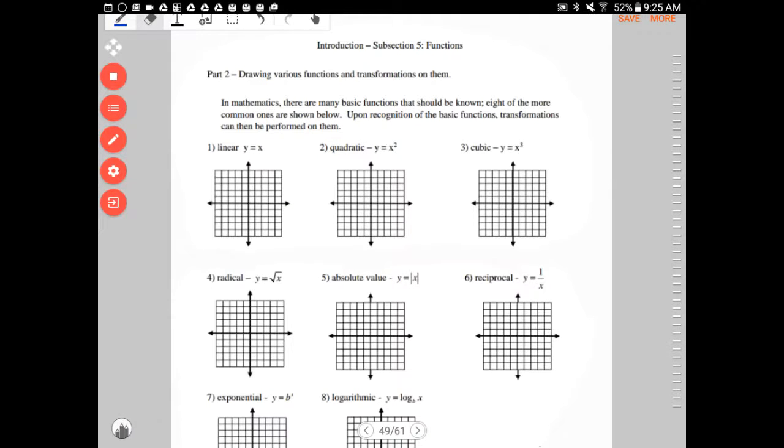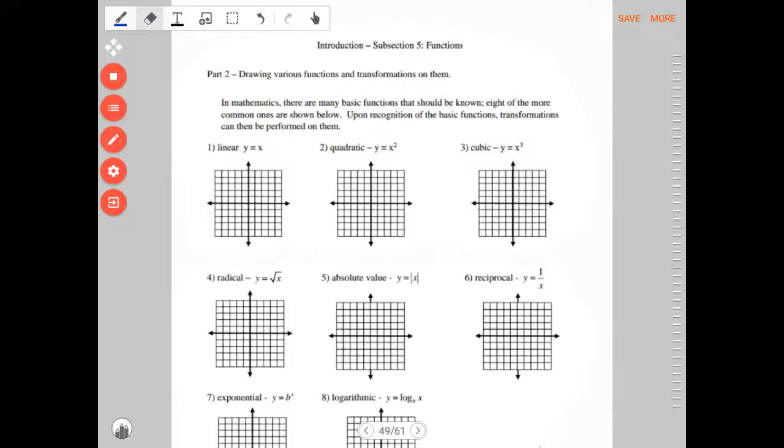Alright everyone, part 2 of functions, drawing various functions and transformations on them. These functions that I've listed below are some of the more important basic functions. Remember, we're ignoring all the trig functions at this point. We're going to handle them all together in a separate trig unit later. So these 8 functions are the important ones for now.